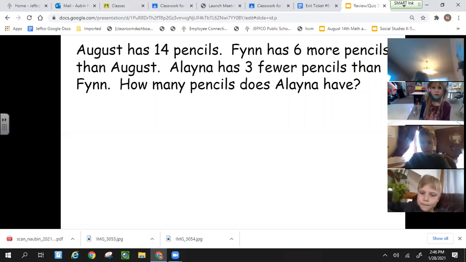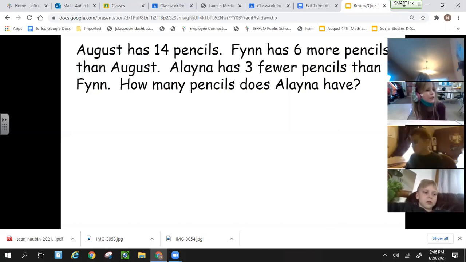Shh, boys, listen. August, we know, has 14 pencils, but Finn has 6 more pencils than August. So you better figure out how many Finn has. But Elena has 3 fewer pencils than Finn. So I really want to know how many pencils does Elena have? Try again, Sawyer. It's more than one step. Try again, Lucas.